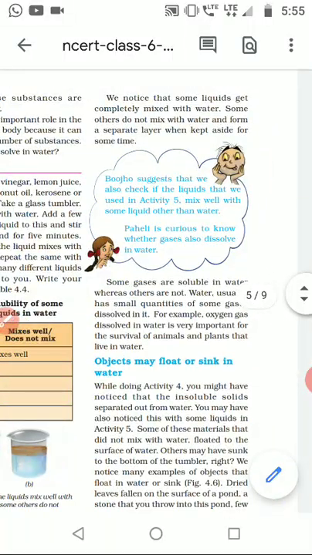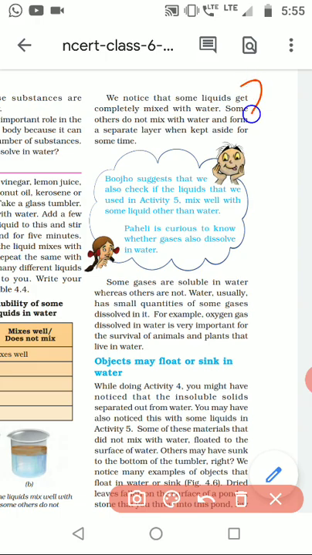Now, what do we say? We can say that some liquids completely dissolve in water, and some form a separate layer aside. Bujo suggested that you also check if the liquids used in activity 5 mix well with some liquids other than water. So that also you can check.